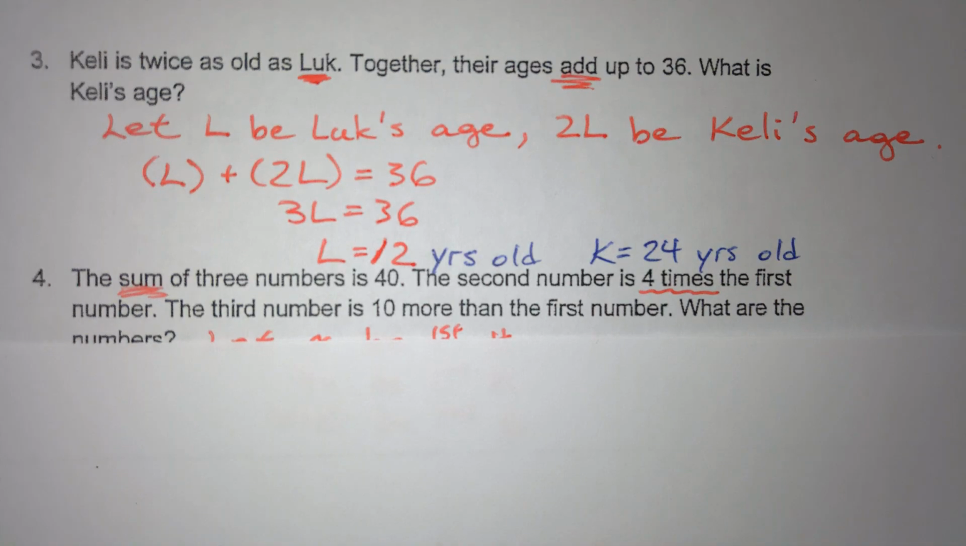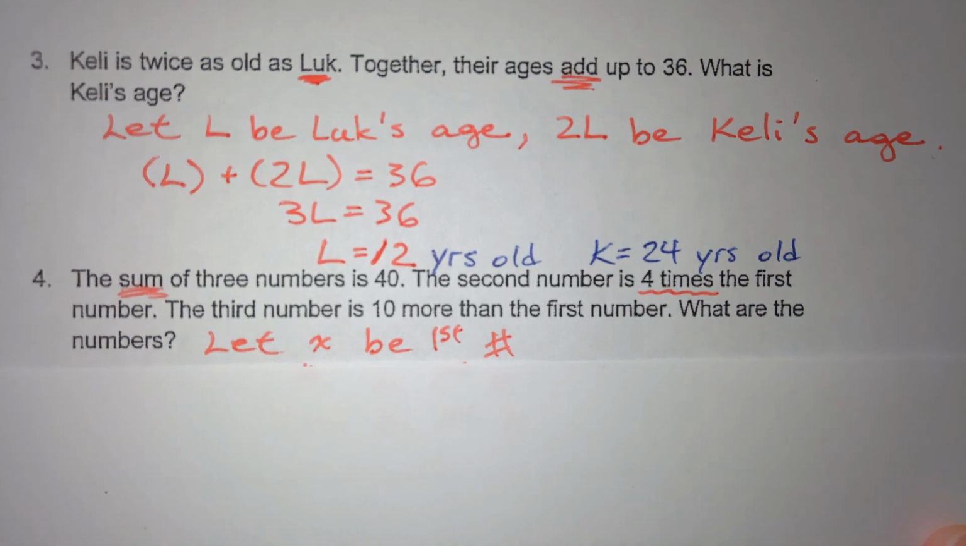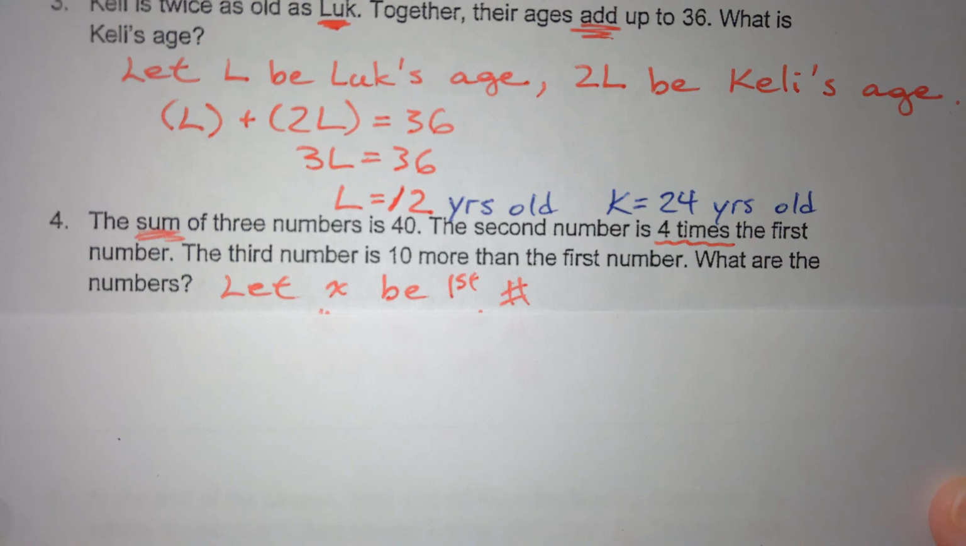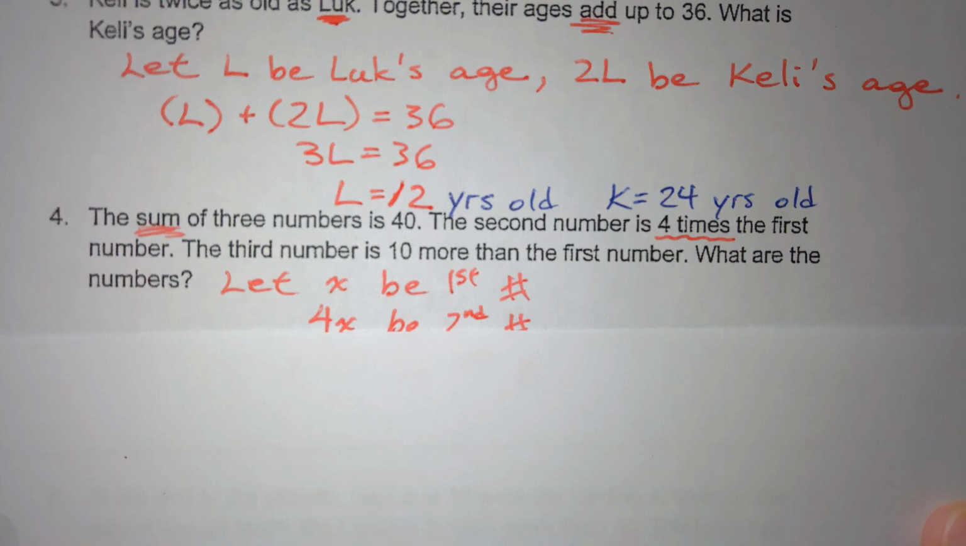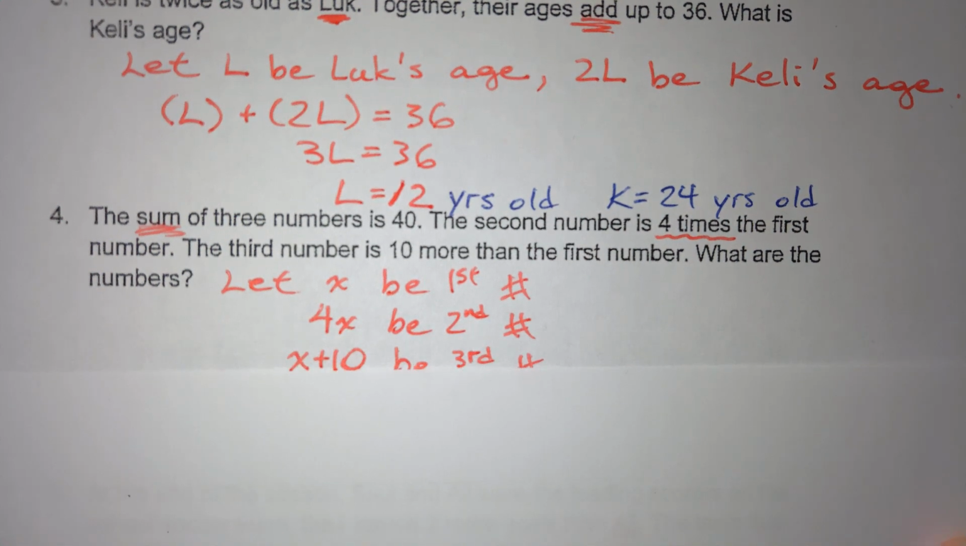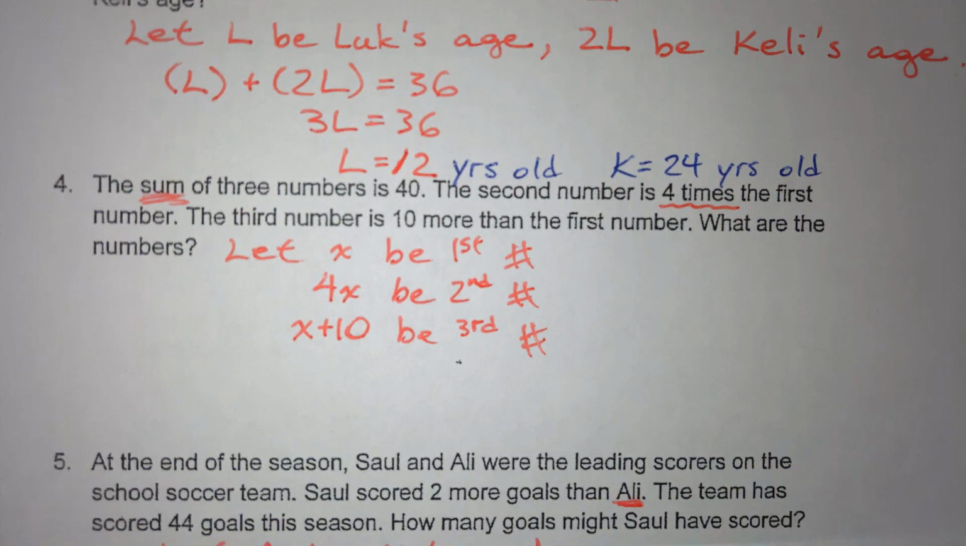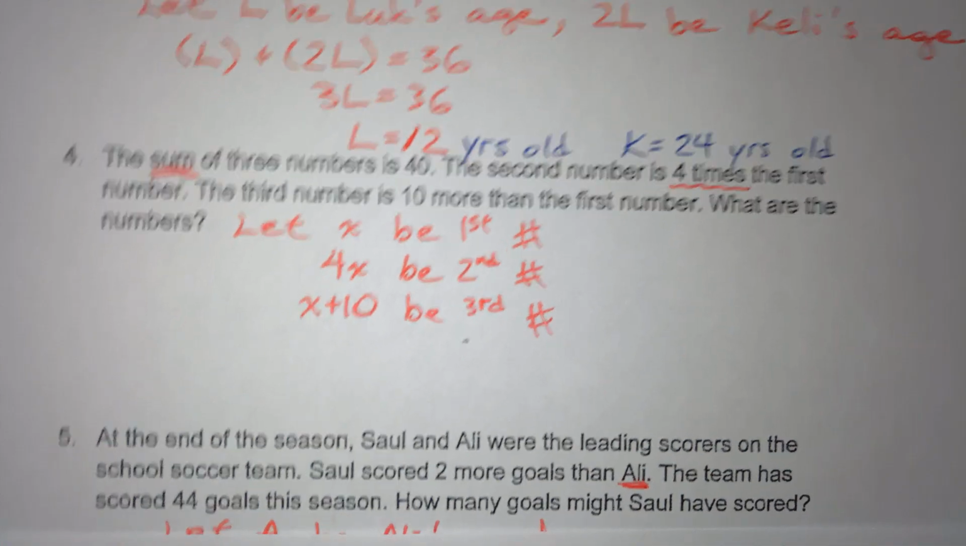So the sum of three numbers is 40. If x is the first number, what is the second number? What expression? The second number is 4 times the first. 4x. And then what about the third? The third is 10 more than the first. X plus 10. That's it. And then the sum of them, which means add them all up, you get equals 40.